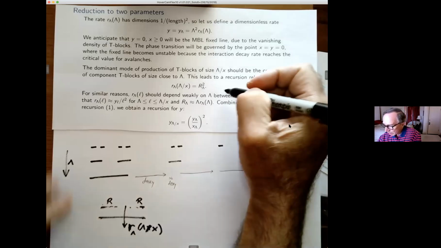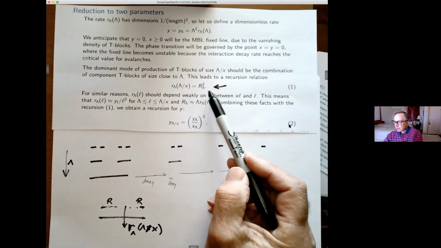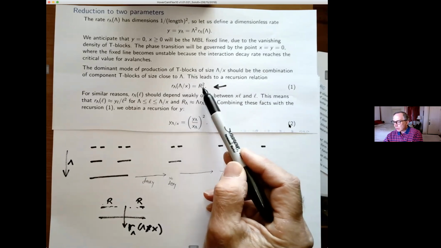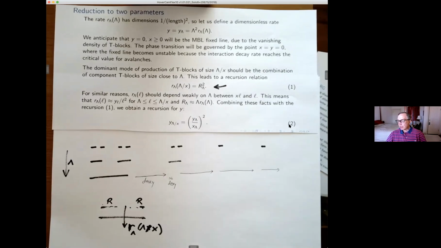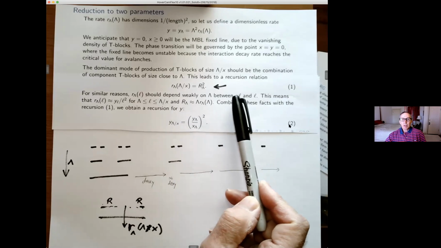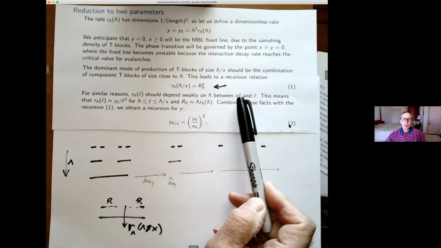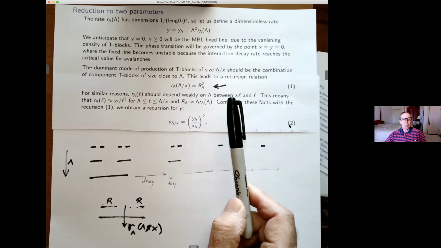So anyway, this is this equation here, which is basically describing all the ways you can get a block of this size by combining subblocks. And this can be obtained also by going back to the FRG equation that I flashed for you earlier. We also want to note that this r lambda of L is going to depend weakly on lambda between XL and L. Again, that's because the dominant mode of production is going to involve the smallest possible component blocks, in this case of size about XL.